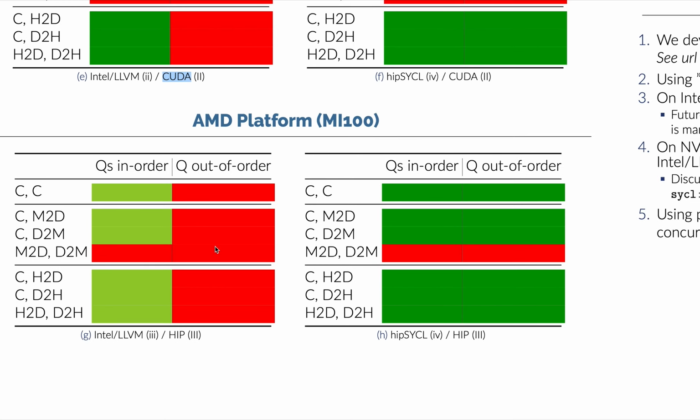It is the same result on AMD. On AMD, the picture is really similar, with the only difference that if you use profiling when you create your queue, you will see serialization.